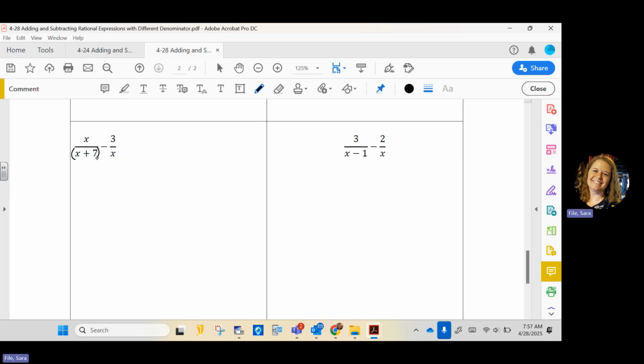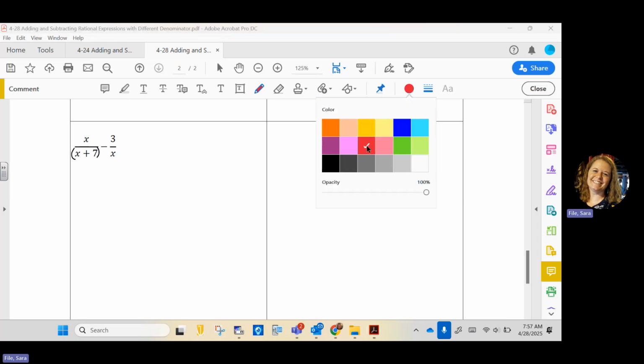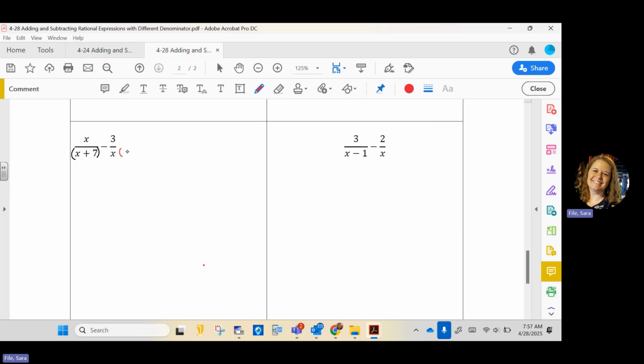We need to multiply these denominators by each other. I can't just put plus 7 on this to make it the same. That's not how this works. You have to multiply, not add things. So I'm going to multiply this by x plus 7. And what I do to the denominator, I have to do to the numerator to keep this equivalent, because technically I'm just multiplying by 1.